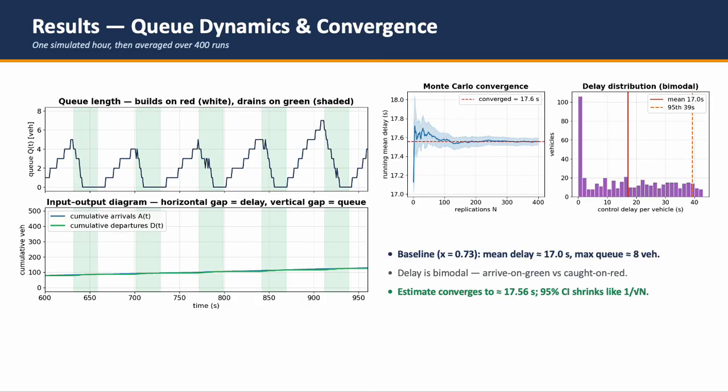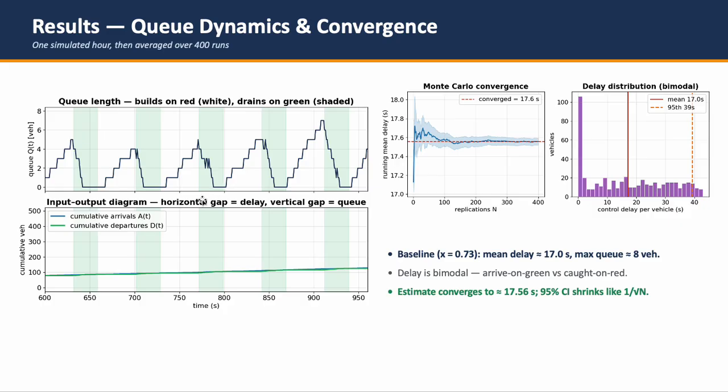Okay, let's go to the next slide. So, another result. On the left is a single simulated hour. The top plot is queue length over time. There's the sawtooth pattern in the plot. It grows during red, the white band, and drains during green, the shaded band.